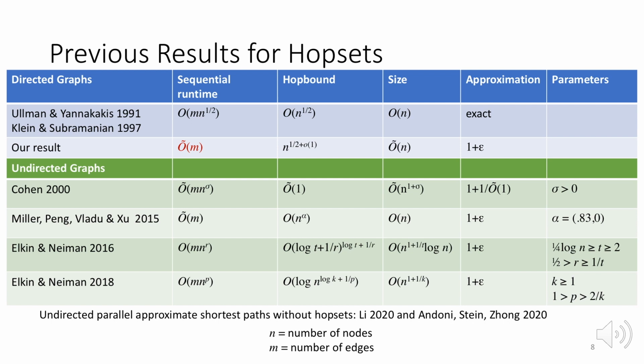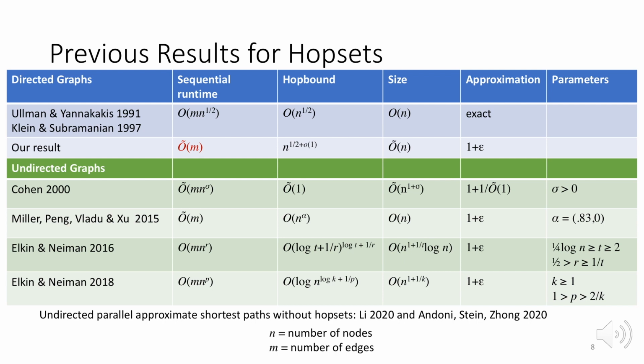Cohen gets a good hop bound, but the work is polynomially more than we want. Miller, Peng, Vladu, and Xu get linear work and a polynomial hop bound. Elkin and Neiman have a couple of papers that improve the trade-off. They're able to get a linear size hopset with subpolynomial hop bound. However, the approaches that are used for the undirected graphs don't work on the directed graphs.